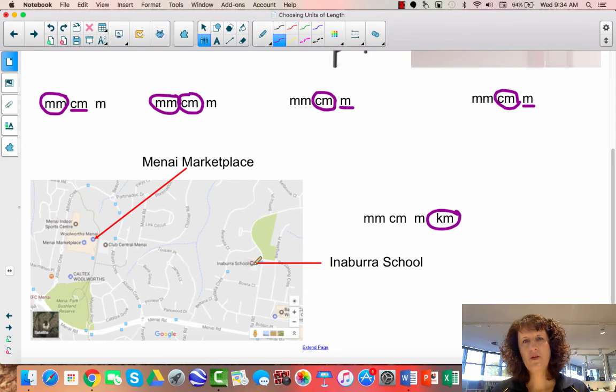You wouldn't even want to be using a trundle wheel to count in metres for that one. You want to get in your car and drive around and use your odometer on your car to be able to measure in kilometres. Hopefully that will help you with your decisions of what unit of length that you choose to measure different things.